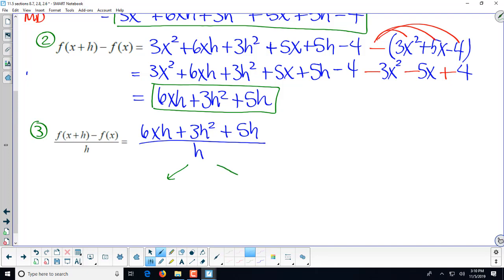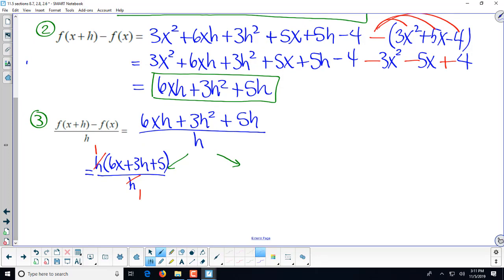Two schools of thought here. Simplifying a rational expression would be factoring the numerator and denominator, and then dividing out common factors. That's probably what you'll do more often than the other method, to be honest. So it comes out to be 6x plus 3h plus 5.